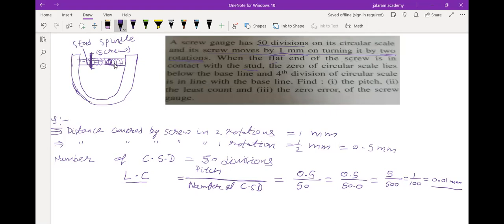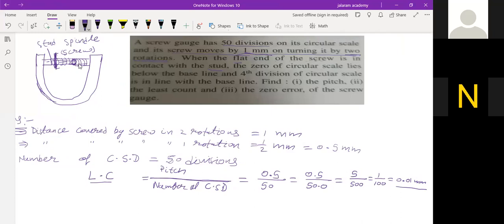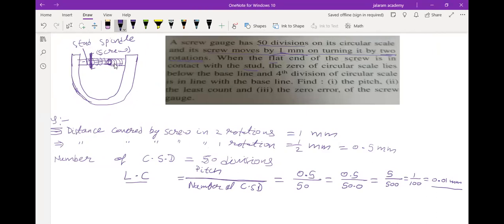Means we want to measure only zero error from this. We are not finding main scale reading, so leave that step. Okay, vernier scale reading will also not be there, so leave that step. Clearly, observed reading will also not be there, so leave that step also. Understood, everyone? Yes, sir. So what is the next step? To find the zero error.